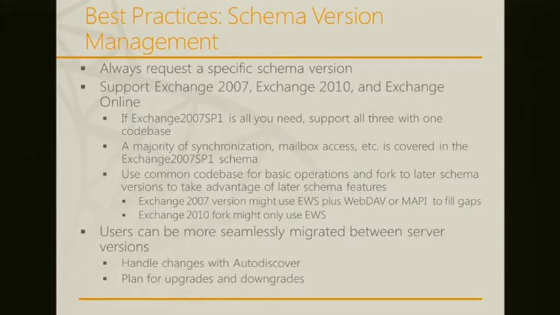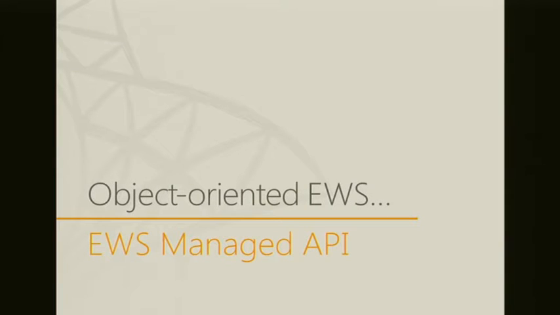So we touched base a little bit on this one. Always request a specific schema version when you are working with the EWS. Use 2007 SP1 to take advantage of all the core features, and then maintain your code base and keep it simple as when you are working with the 2007 SP1 schema. Any questions on the schema side?